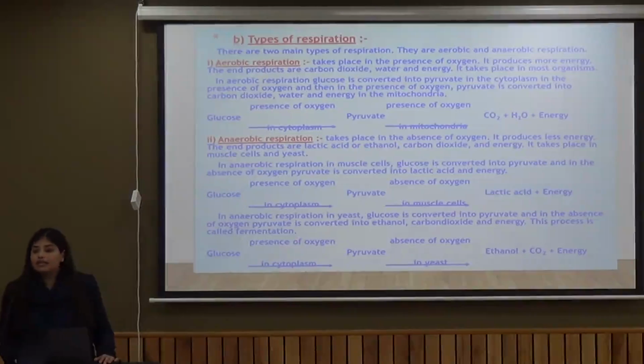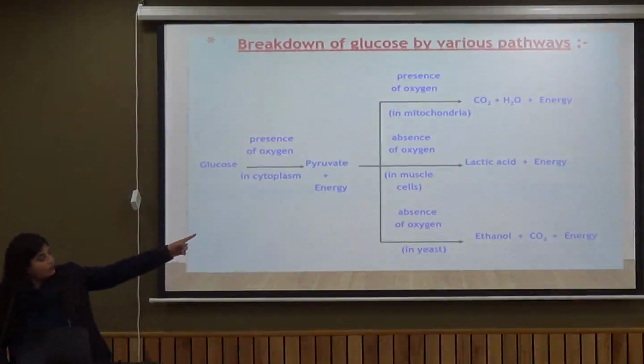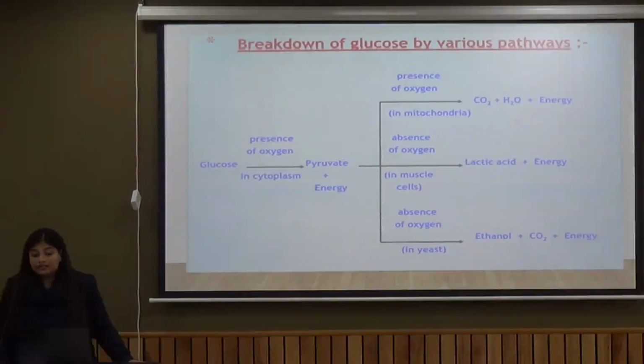Anaerobic respiration takes place in muscle cells and yeast. So if you look over here, see the second arrow: in the absence of oxygen in muscle cells, when we are doing physical activity, instead of carbon dioxide, water and energy, lactic acid and energy are produced. You remember, once you do a lot of physical activity, you run or you dance, you end up with cramps in your muscles. This happens because of this. And the second case of anaerobic respiration occurs in yeast. Again, in the absence of oxygen, ethanol, carbon dioxide and energy are produced.